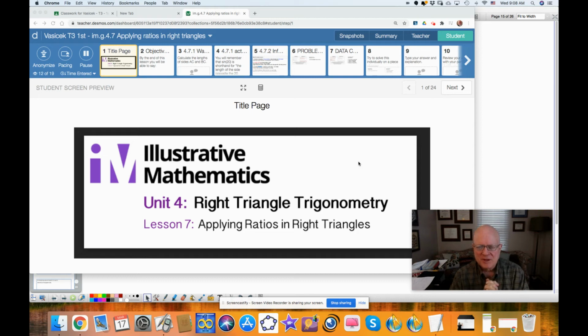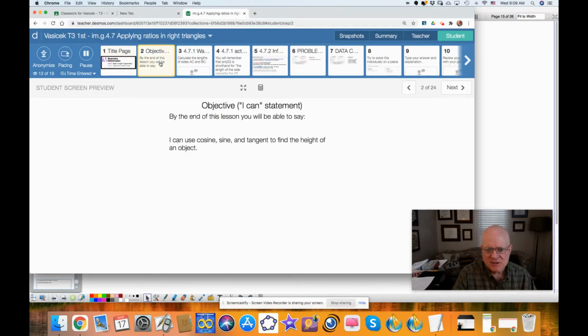Hi, I'm Mr. V, and this is lesson 7, Applying Ratios in Right Triangles, from Unit 4, Right Triangle Trigonometry, of our text Illustrative Mathematics. And the objective today is that you will be able to say, I can use sine, cosine, and tangent to find the height of an object.